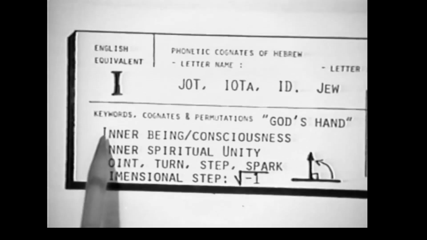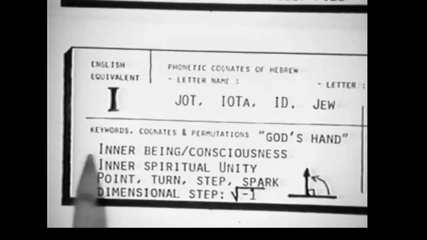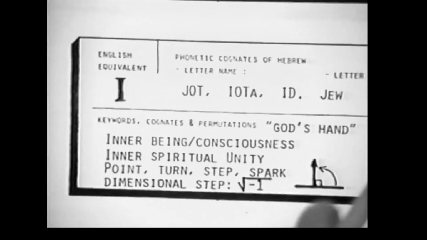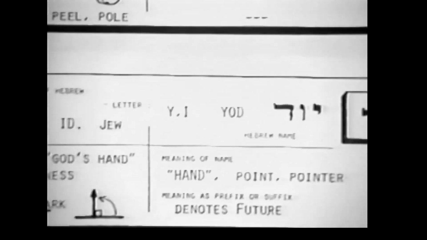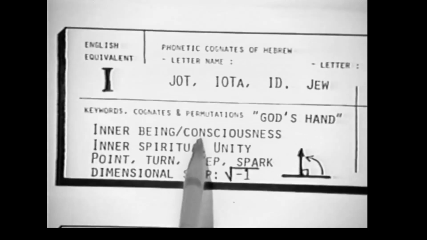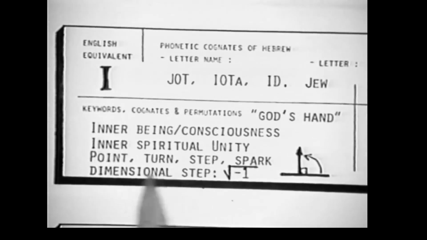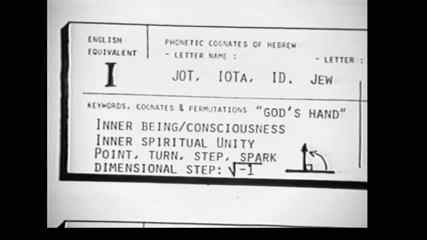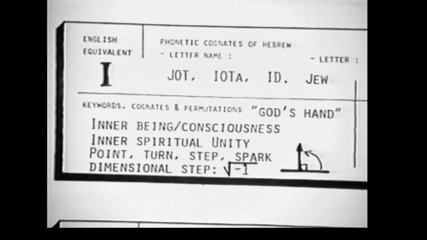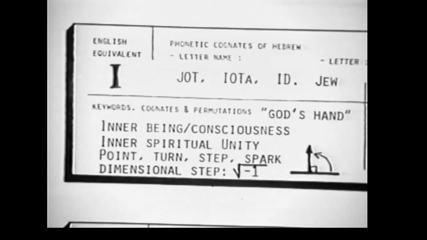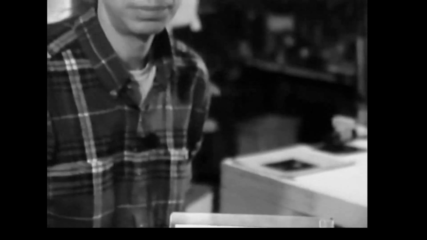In basic sense, it's inner being or inner consciousness. If this is consciousness, the all consciousness, the great consciousness, that's what the Aleph is, then the Yud is inner consciousness or inner being. Inner spiritual unity, a point, a turn, a step, a spark. The transcendental direction in physics and mathematics, a 90-degree rotation, designated in English by the letter I, representing the square root of -1, that's a cognate meaning.